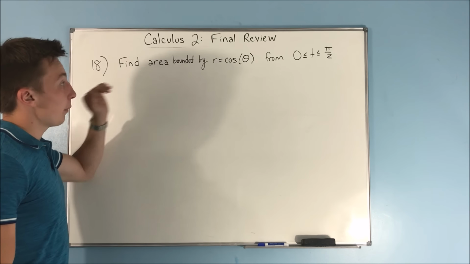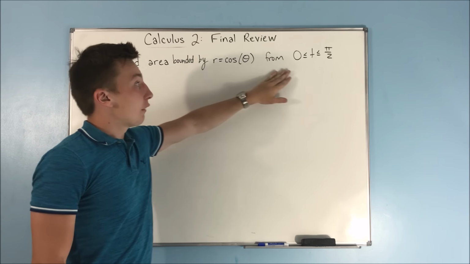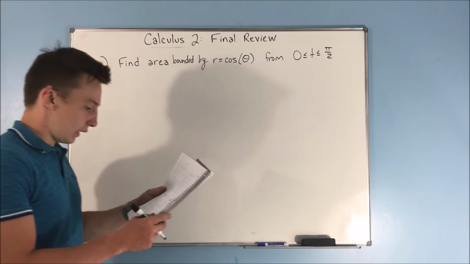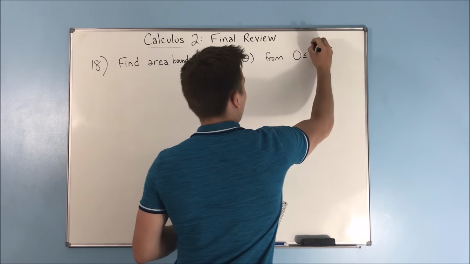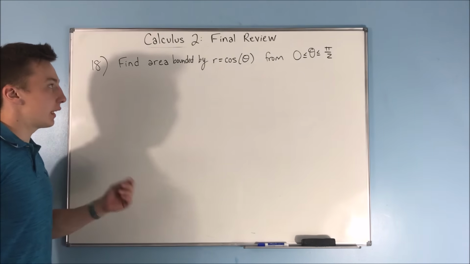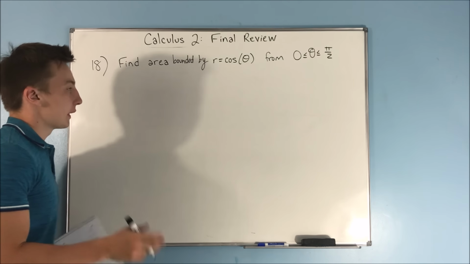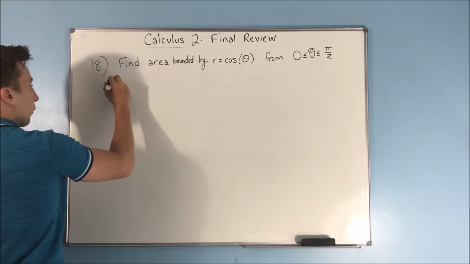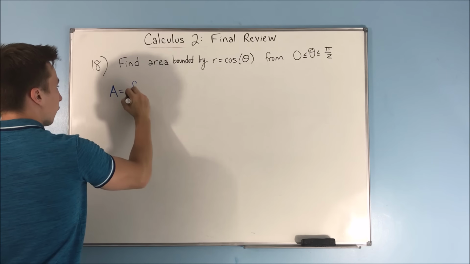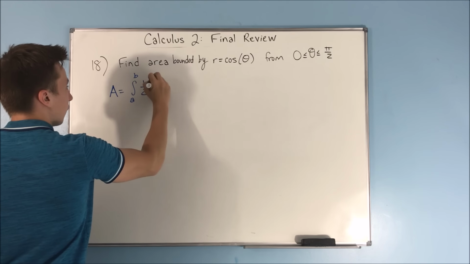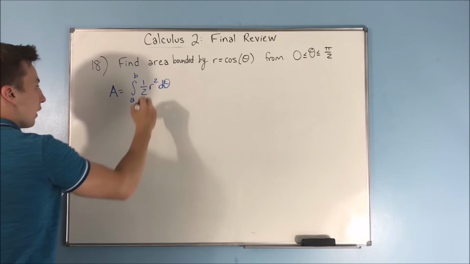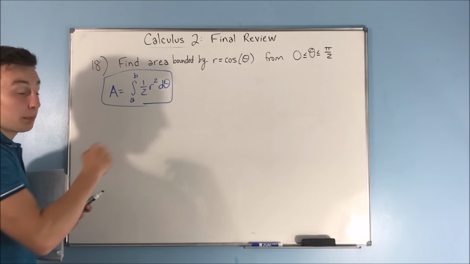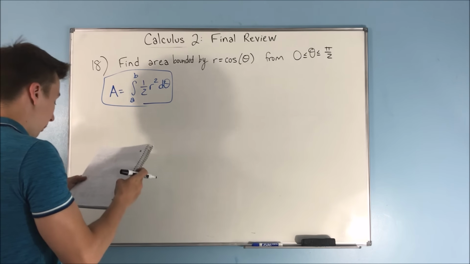Now next, we want to find the area bounded by r equals cosine of theta, where theta is between 0 and pi over 2. There we go, I messed up before. What we need to know here is that when we integrate with polar, our area is equal to the integral from a to b of 1/2 r squared d theta. That is what we need to know before we start off. If you know that, then this problem becomes pretty easy.